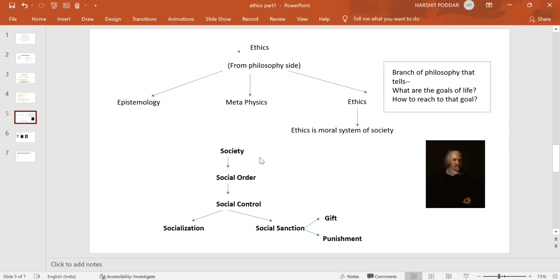The first thing, when you distinguish philosophy as a branch of knowledge, it distinguishes into three parts. Okay, it distinguishes the knowledge into three parts. The first one is epistemology, the second one is metaphysics, and the third one is ethics. In Hindi you might be aware of Gyan Mimamsa, Tattva Mimamsa, and Niti Mimamsa. Epistemology. What is epistemology?